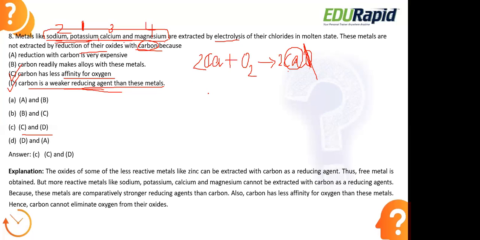Okay, moving to the next question. So when we look at the rest of the options, reduction with carbon is very expensive.